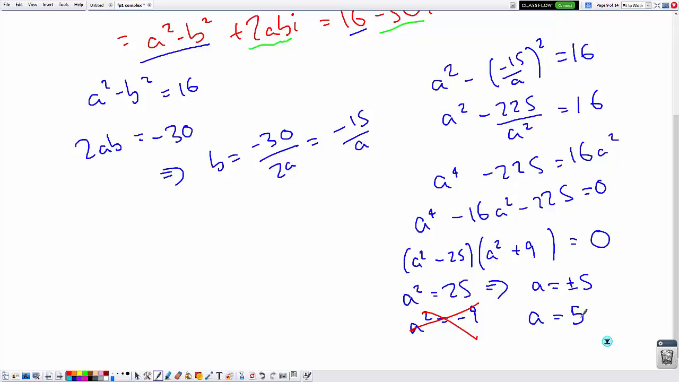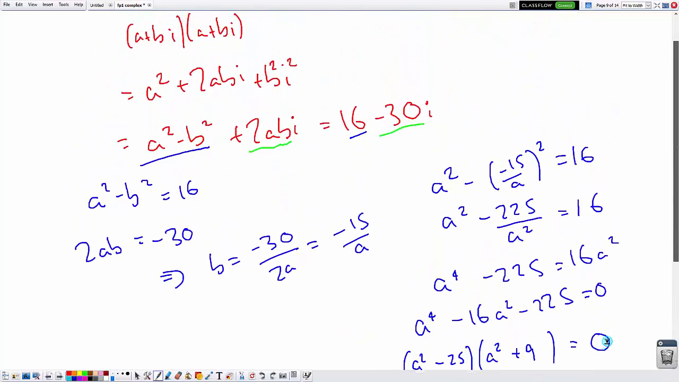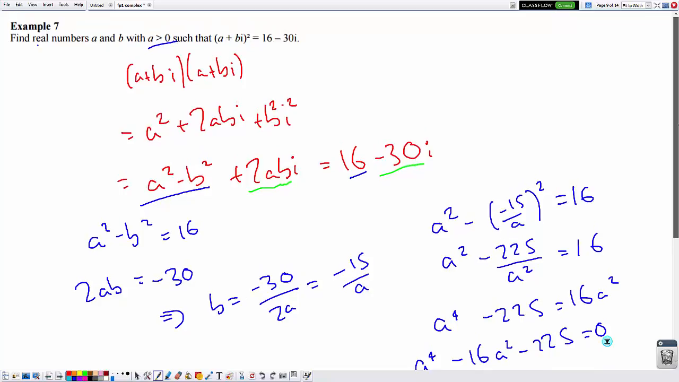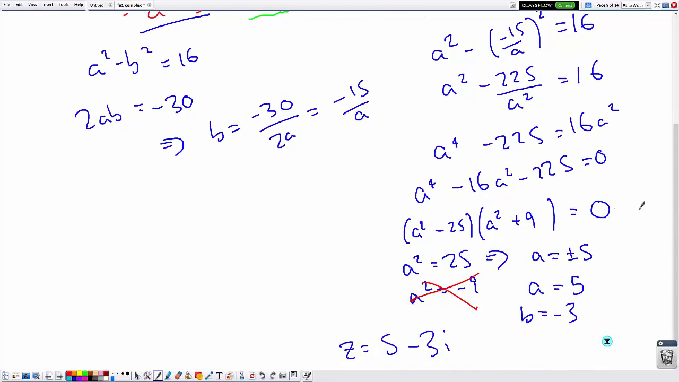Now, let's work out b. So b was equal to minus 15 over a. So b is equal to minus 15 divided by 5, which is minus 3. So our final answer is z equal to 5 minus 3i. Alright, so that's it. This last one was a little bit trickier. It required a lot of work, but the same technique in general. I guess solving this quartic equation was a little bit trickier.